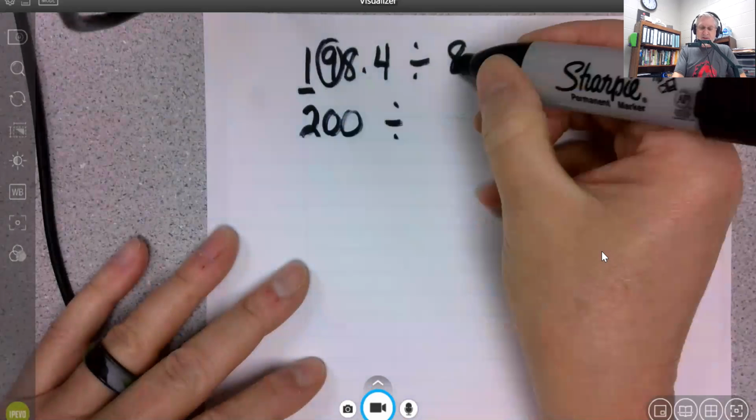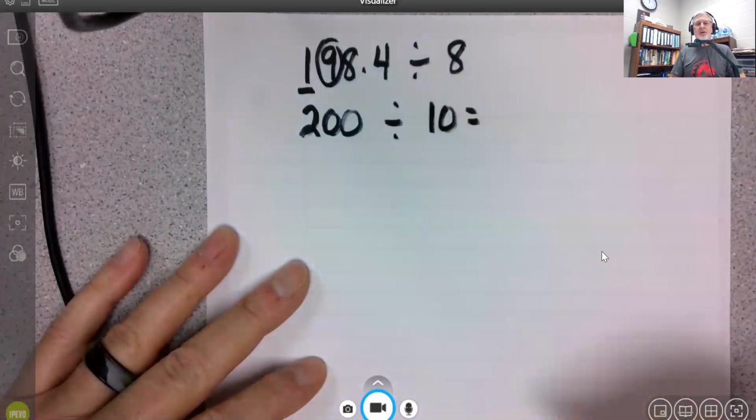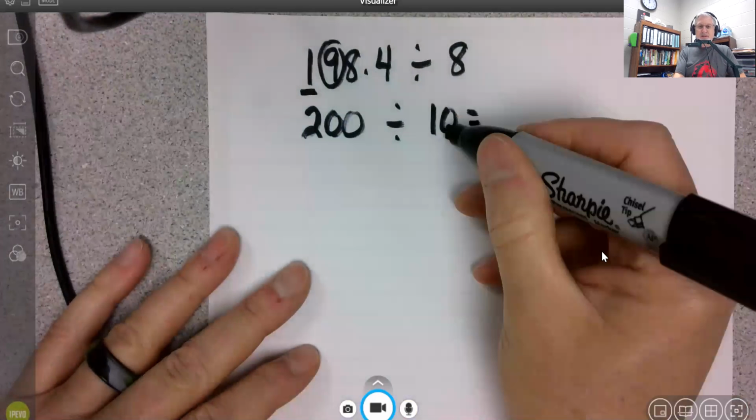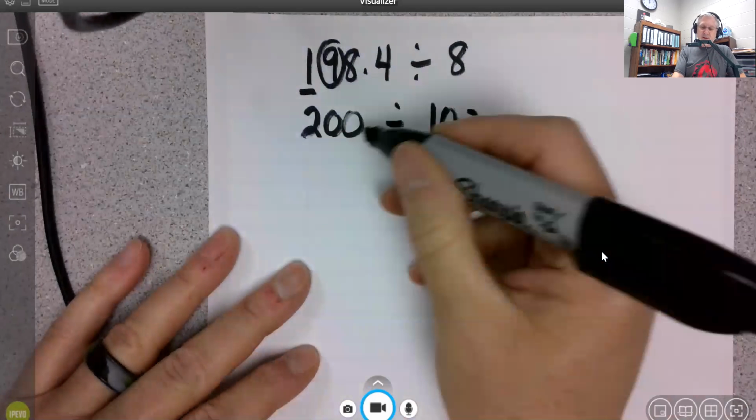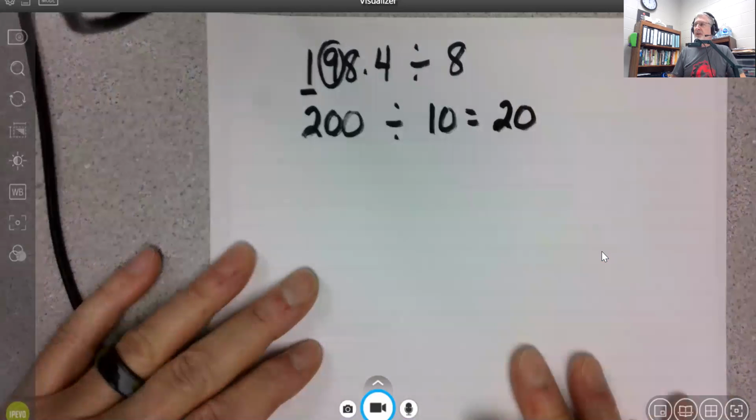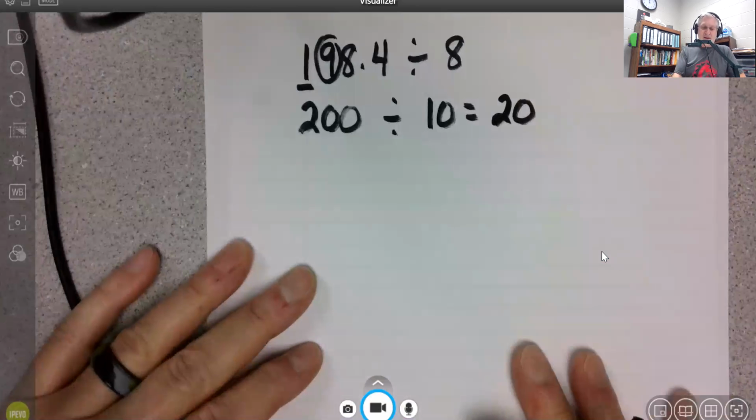And 8 is closest to 10. So 200 divided by 10. Well, there's 10 tens in 100. And so that means that there would be 20 tens in 200. So my answer should be close to 20.